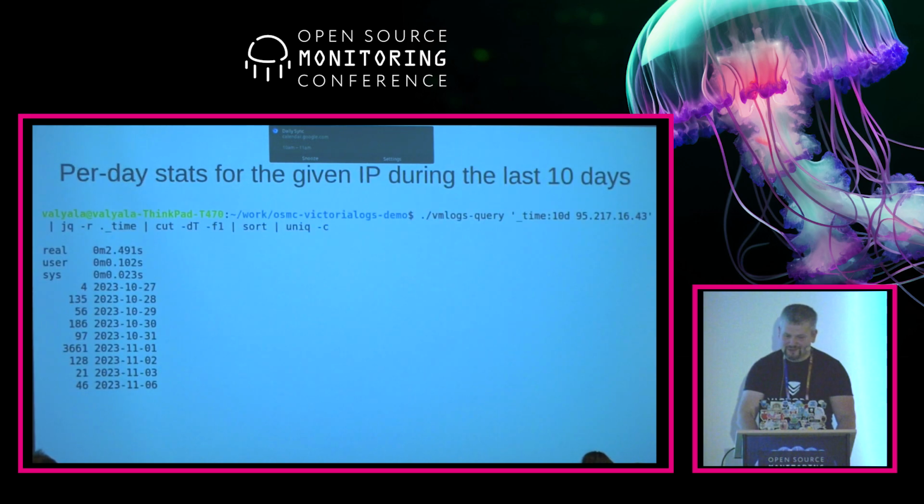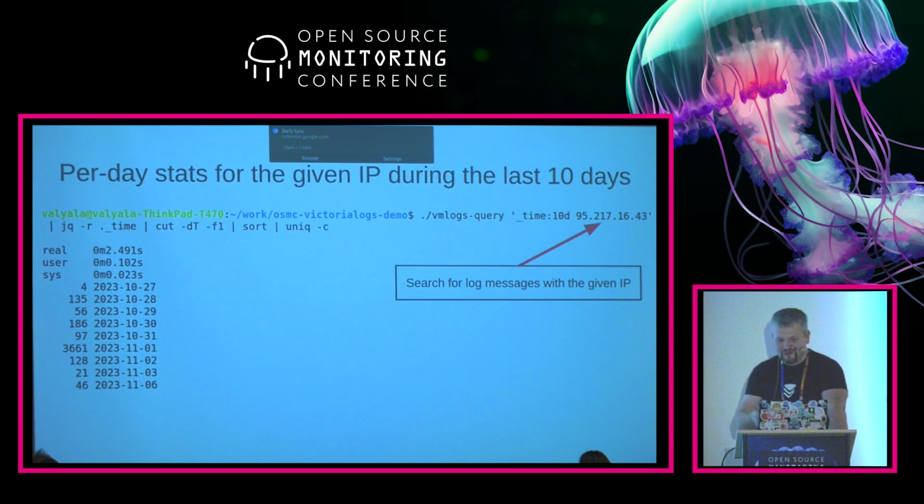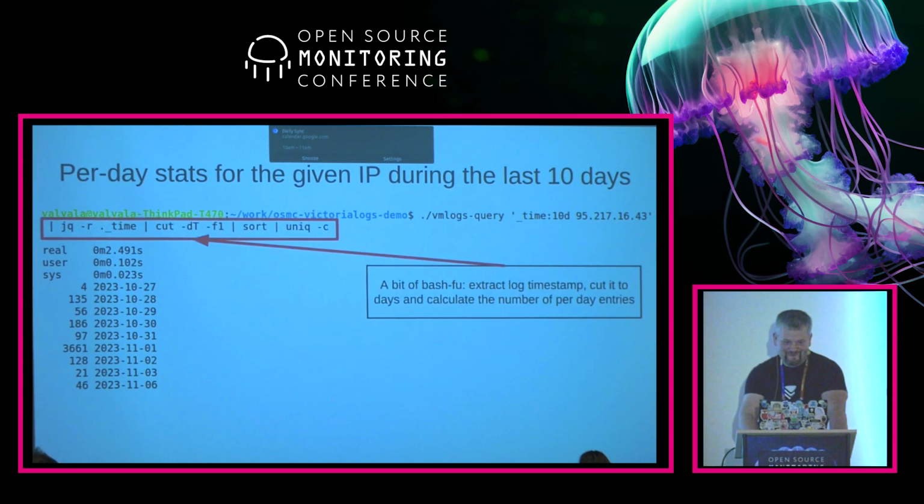Let's look at this IP address more closely. For instance, let's look at how many log lines per day were generated with this IP address. How many log lines contain this particular IP address for the last 10 days? No problem, just write this simple query and pass the query results to some bash foo. And that's it, and you get the per day number of log lines with this IP address for the last 10 days.